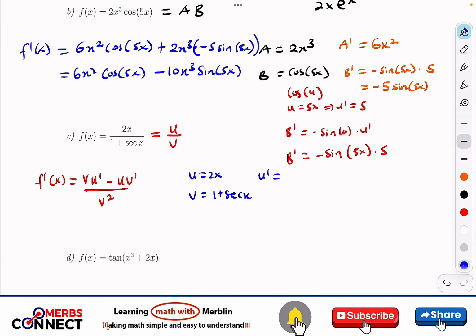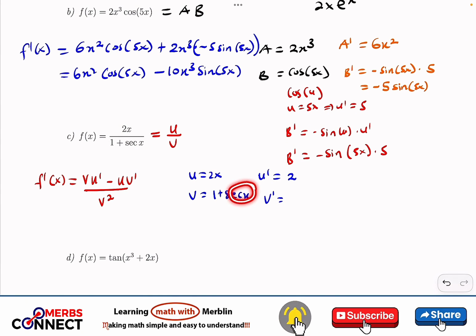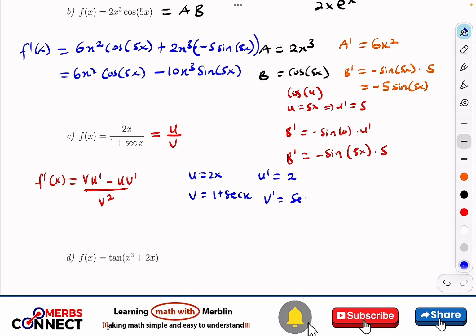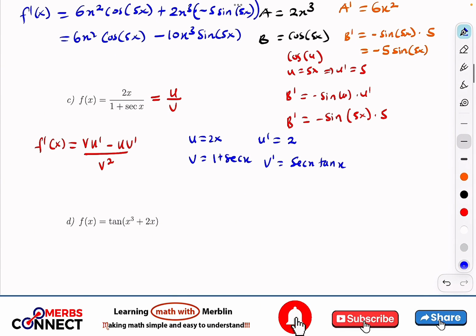So what is u prime? When I differentiate 2x, I'm going to have 2. For v prime, when I differentiate 1, I'll get 0. But when I differentiate secant, I'm going to get secant x tangent x. So all I need to do here is substitution.